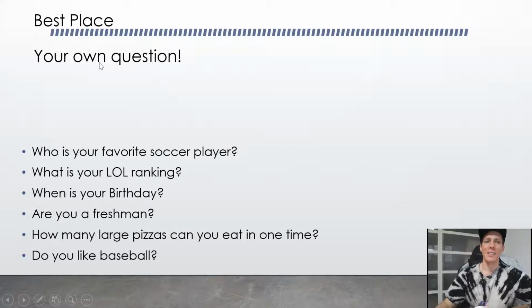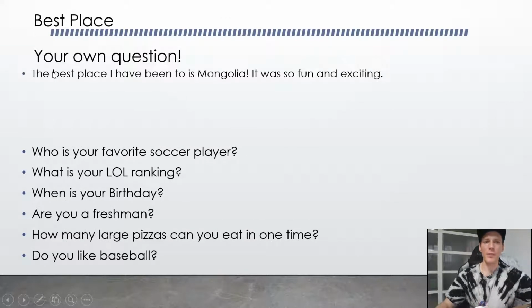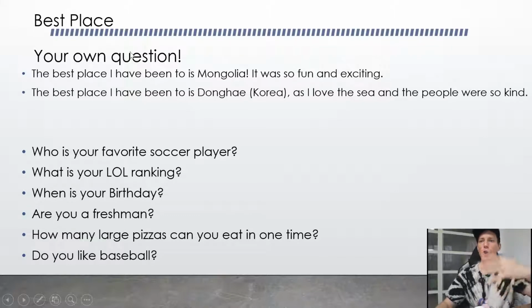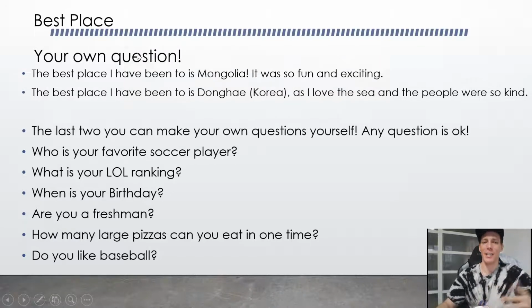Now, the next one, it says here, where's the best place you've been? Where have you been that was really exciting? Talk about it with other people. Oh, I went to Hong Kong. Oh, me too. Oh, I went to Jeju. Oh, me too. You can talk together and find interests.